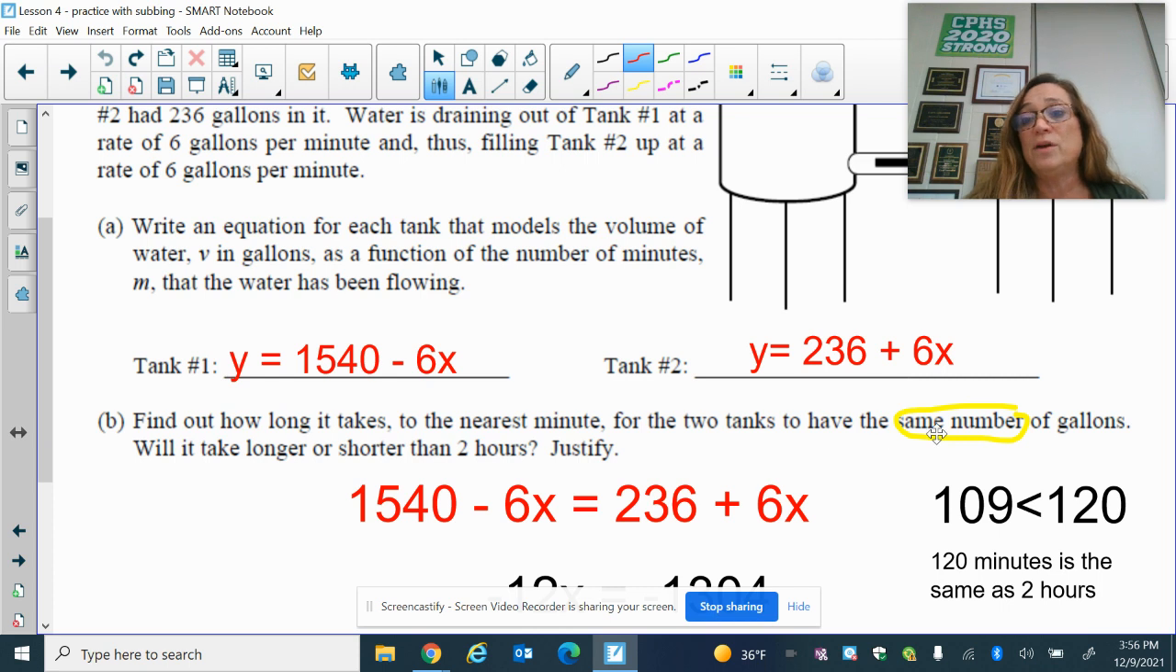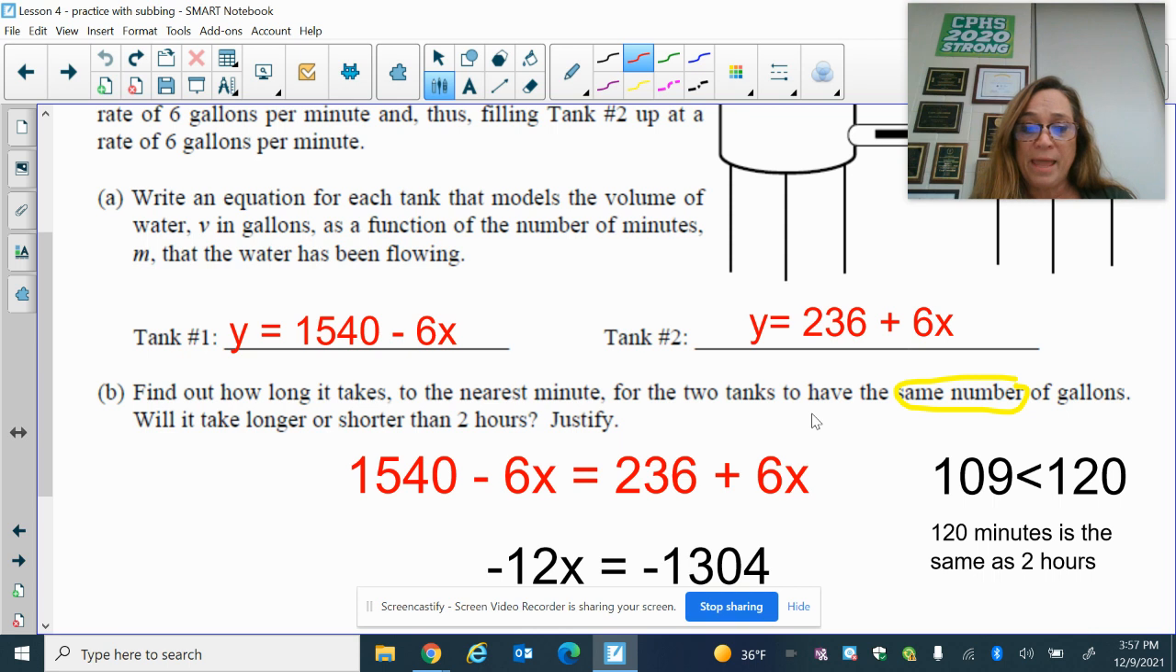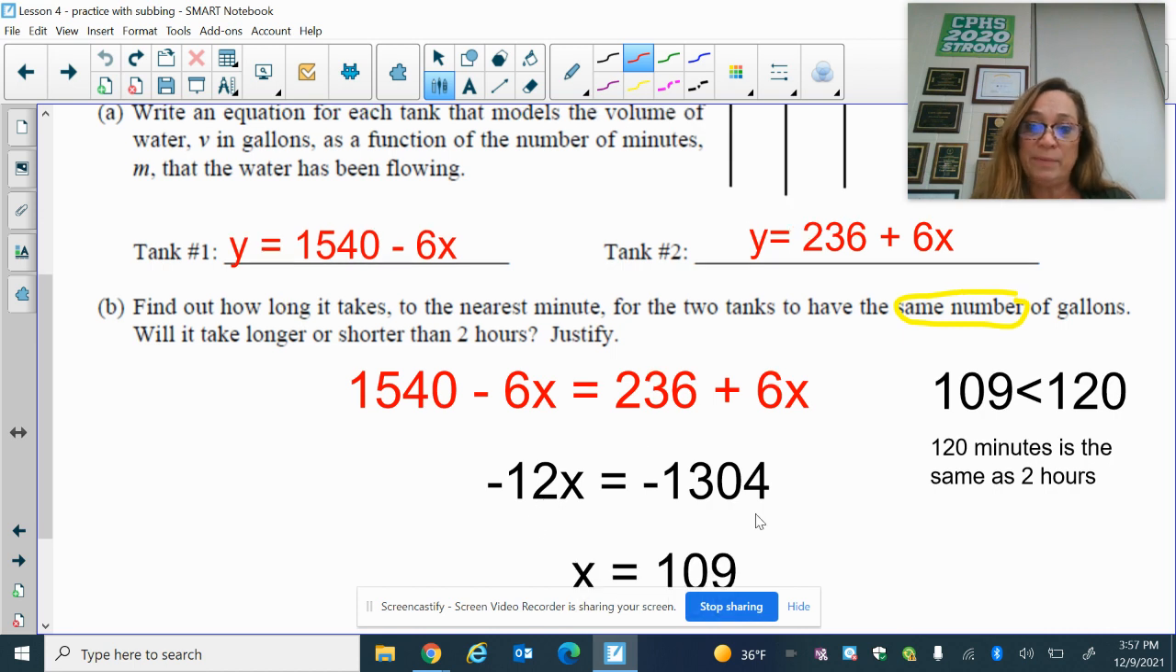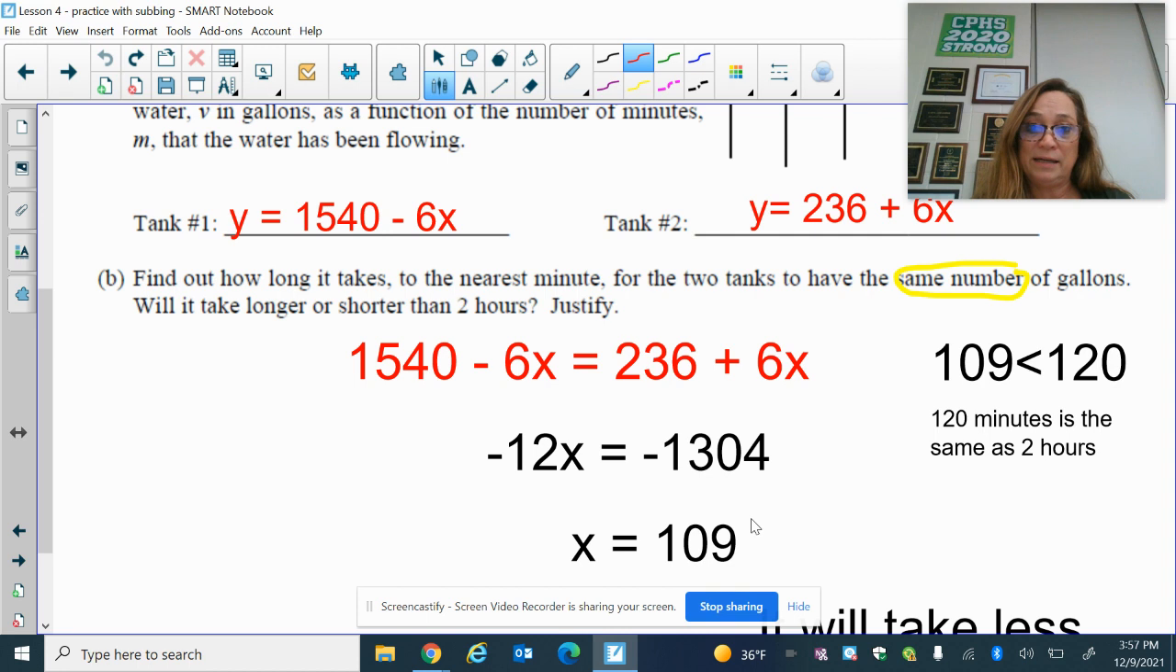Okay. So it says, how long will it take to the nearest minute for the two tanks to have the same number? So when they say things like the same, they're talking about things being equal. So I took each expression and I set them equal to each other. And then I solved that. So I solved it by moving this 6x over to the other side and moving this 1,540 to the other side. And then I divided each side by 12, giving me 109.